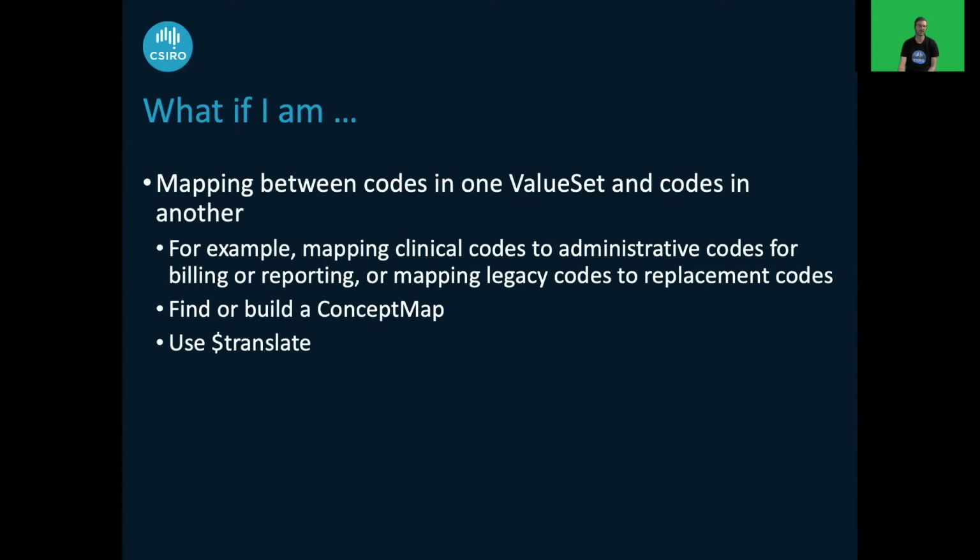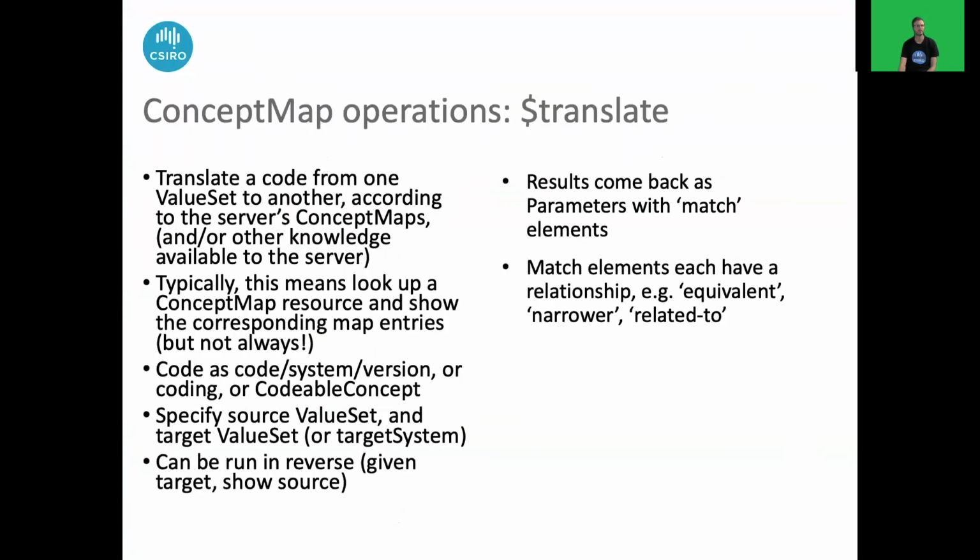And the way we do this is, first of all, we build a concept map, or perhaps there'll be one off the shelf that we can use, and then we use the translate operation. The translate operation allows us to interrogate a concept map and to find what codes are mapped to by that concept map. Most of the time, that's a fairly simple case of looking up the rows in the concept map and displaying the ones that match. But there are some slightly more complex things involving the unmapped element of a concept map as well.